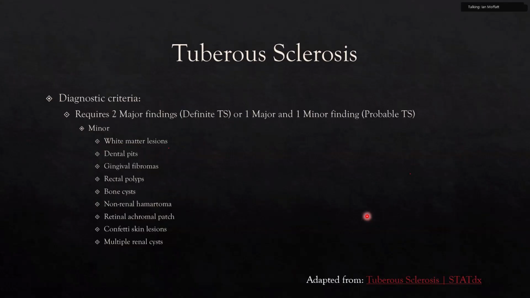CNS imaging. Then the minor criteria are white matter lesions, dental pits, gingival fibromas, rectal polyps, bone cysts, non-renal hamartomas, retinal achromic patches, confetti skin lesions, and multiple renal cysts. So again, we often will see the white matter lesions on CNS imaging.